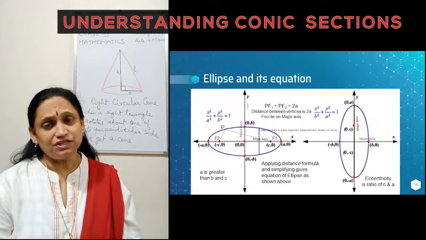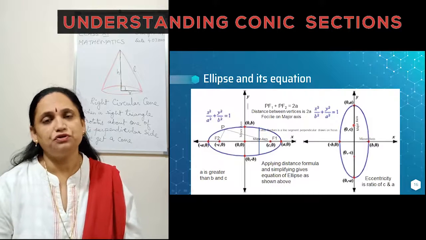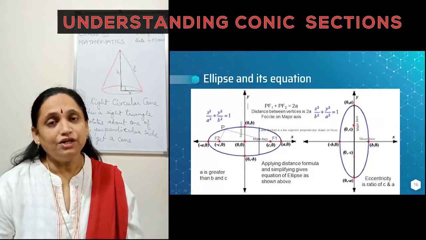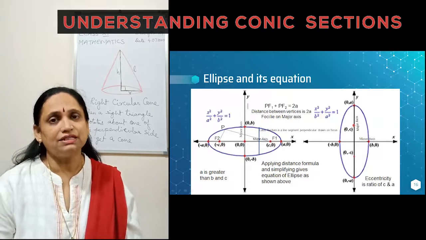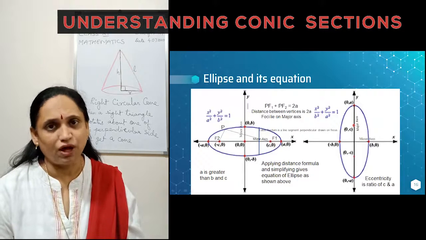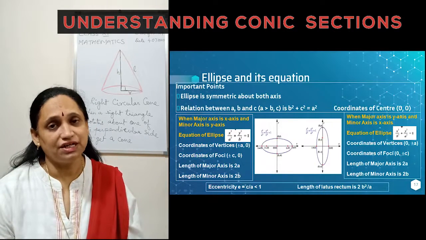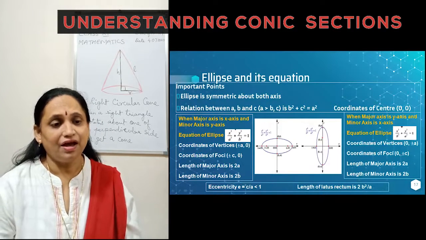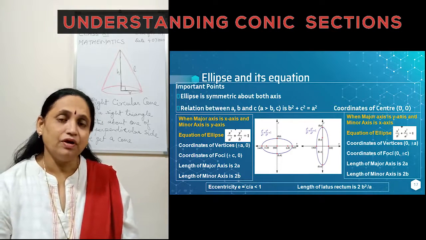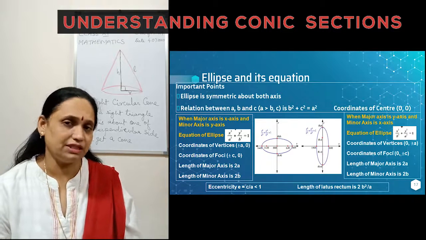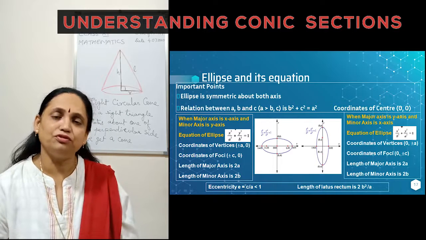Now, there is another part which is called eccentricity. It's a number and it is the ratio of c and a. And you know, in the case of an ellipse, a is the largest number among a, b, c. Hence, c by a is a number which is less than 1. So let us summarize what we learned regarding the equation of an ellipse. Ellipse is symmetric about both the x and y axes. The coordinates of the center of the ellipse are (0, 0). The relationship between a, b and c is a squared equals b squared plus c squared.